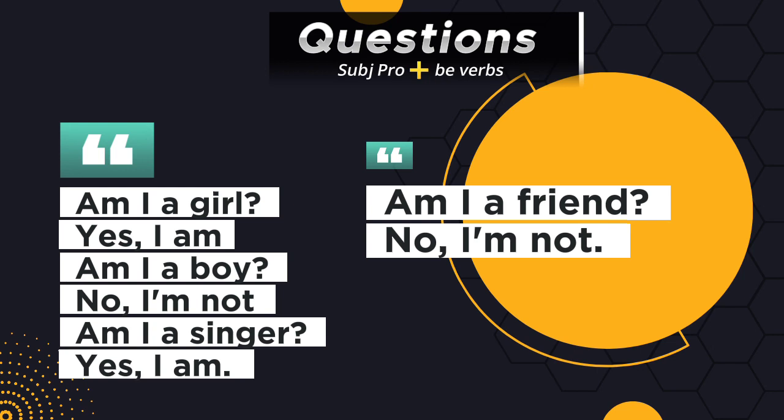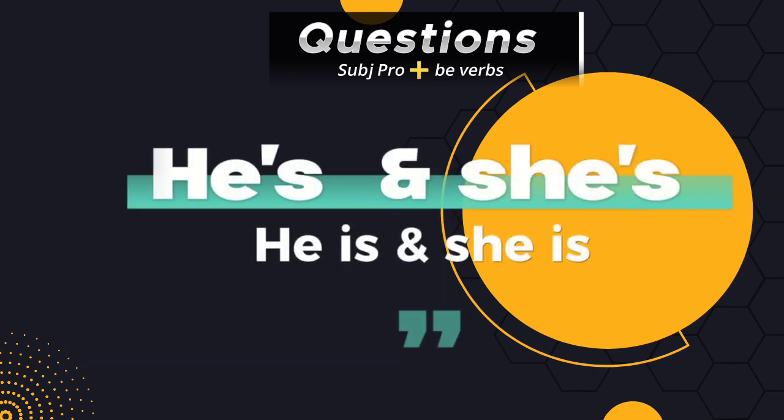Please make sure you repeat after each example. Let's look at the first one. Am I a girl? Yes, I am. Am I a boy? No, I'm not. Am I a singer? Yes, I am. Am I a friend? No, I'm not.